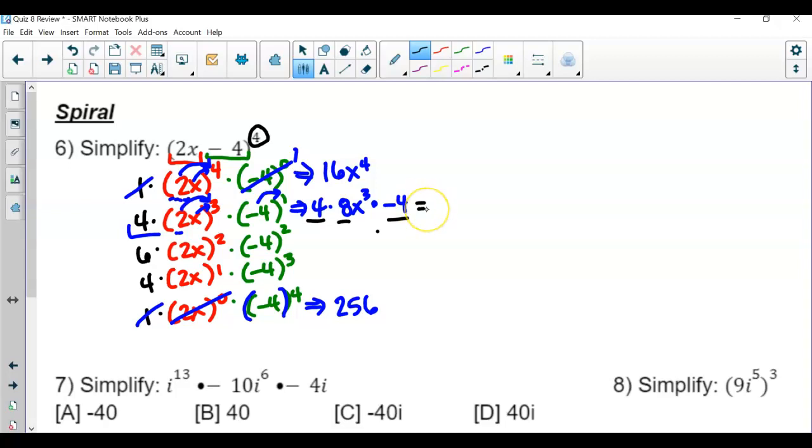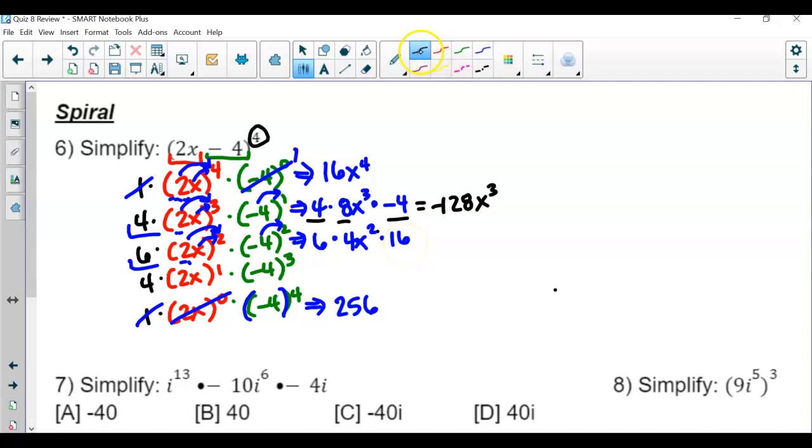So this term now is going to be -128x to the 3rd. Let's go to the next line. Here we have 6, so 6 times, well, that's 2 now being raised to the 2nd power, which is 4, and x to the 2nd power, which is x squared. But then don't forget times, that's -4 to the 2nd power, which is now positive 16.